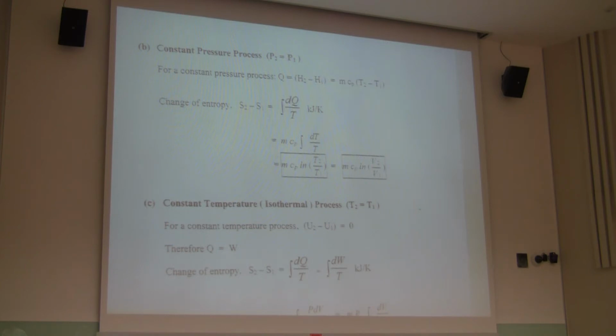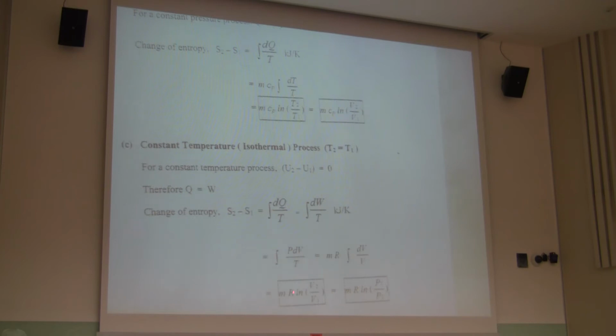Now, if I do the integration, the step from here to here is mathematics. If you know the mathematics, you will understand and agree. If you don't know the mathematics, you have to accept it. That's why the natural log comes in, because of the integration. So that is our constant pressure and constant temperature. The next one will be polytropic.